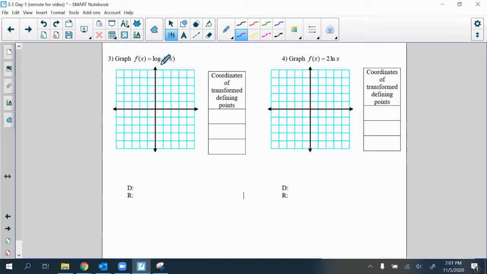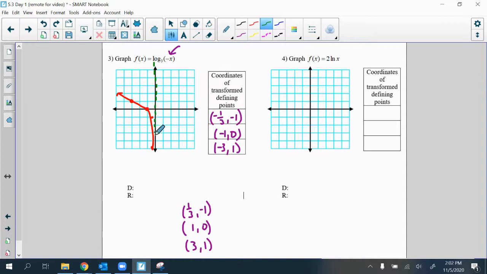Okay, let's do a few more of these. So log base 3 of x. If I'm thinking about the defining points of log base 3, they would be 1, 0; 3, 1; and 1/3, -1. If I have a horizontal reflection, that is going to flip all of my x values to be negative. So -1/3, -1; -1, 0; and -3, 1 would be my new defining points. It's going to look something like that.